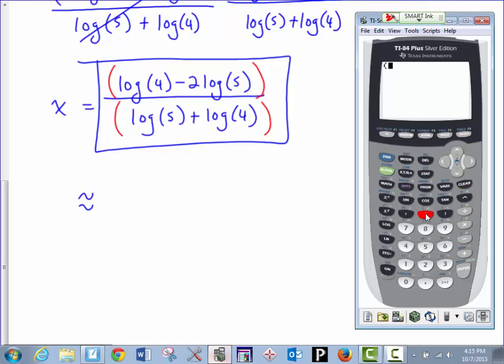So open a set of parentheses to say this is the top, log 4, close the log, minus 2 log 5, close the log, close the numerator, divide by, open parentheses, log of 5, close the log, plus log of 4, close the log, close the denominator, and then press enter. So in this case, if we round to 2 decimal places, this would be approximately -0.61.